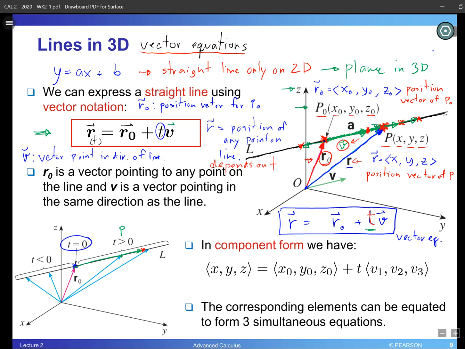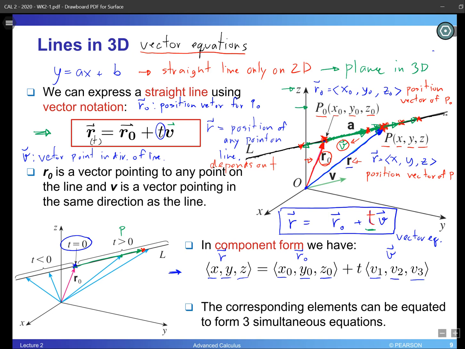Okay? Now, we are going to take a look at this vector equation component by component. So let's take a look down here. What you see right here on the left hand side, this is vector r. And it has its own coordinate, its own components, x, y, and z. Okay? Now, what you see on the right hand side here is vector r0 with the components x0, y0, and z0. And then we have this vector v right here, and vector v has its own components, v1, v2, v3.